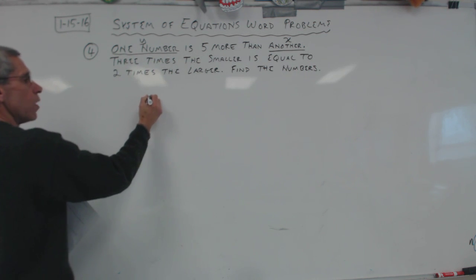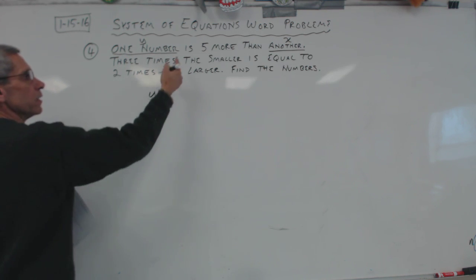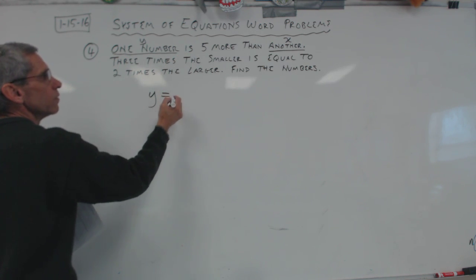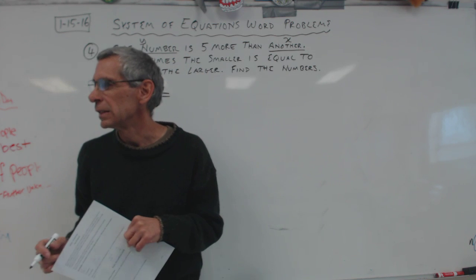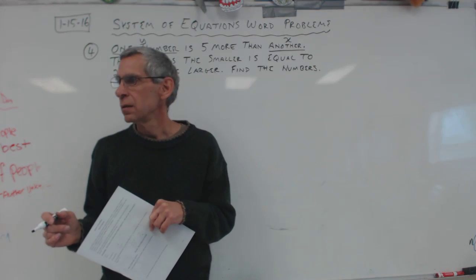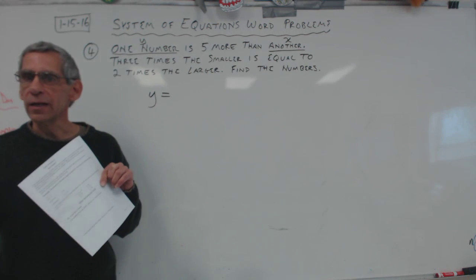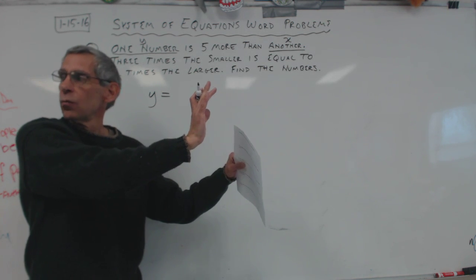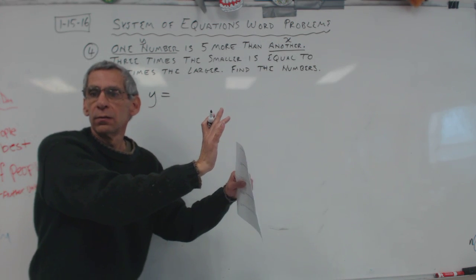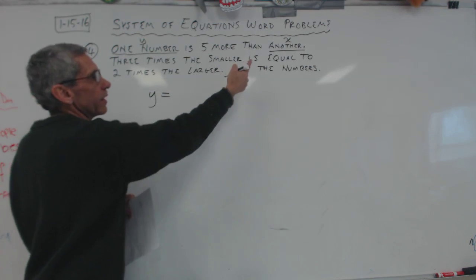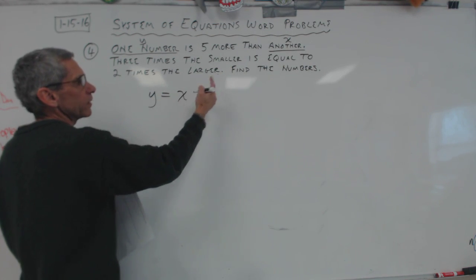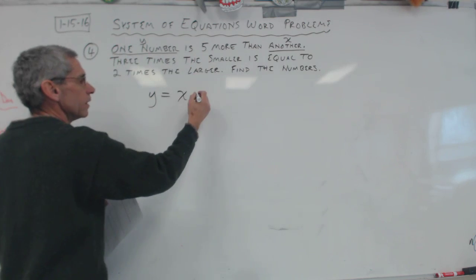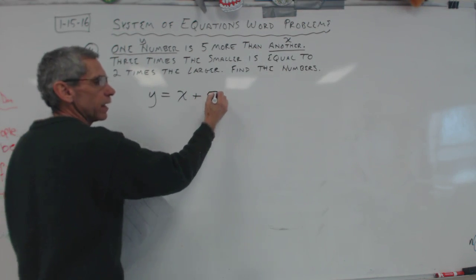It says one number, y. Now what I put is, y equals 5 more than x. So it's x plus 5. Remember, when it says more than or less than, you always move it to the right. More than what? More than x, right? So the x goes first, and then the plus 5 goes after the x.